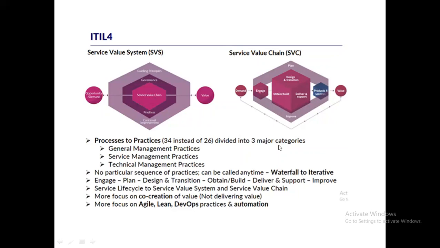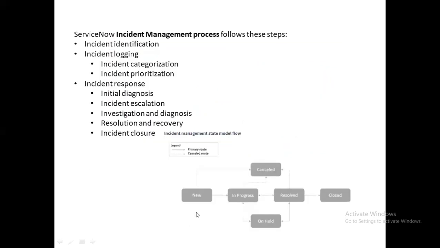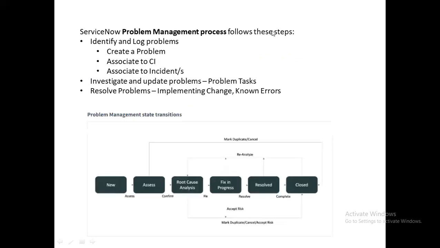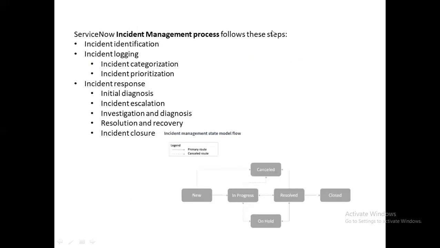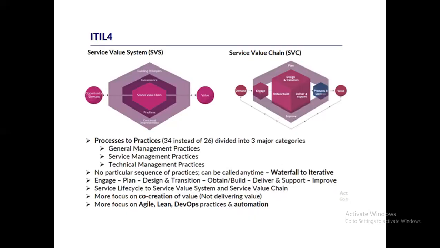But there are some changes, as I said, which are important to understand: co-creation of value is there, they have renamed processes to practices, and they are agile, lean, DevOps, automation. We will talk about these processes when we look at them in the system later tomorrow. We will see the incident management process, problem management process, and change management process in the system also, and how it works. So for now, I think I've completed the ITSM basics for today, and tomorrow we'll talk about incident management. Thank you.